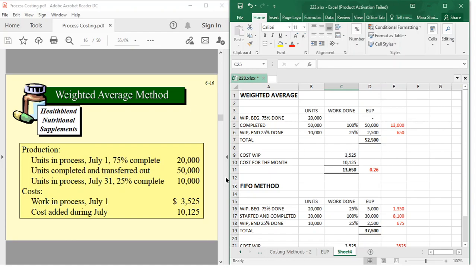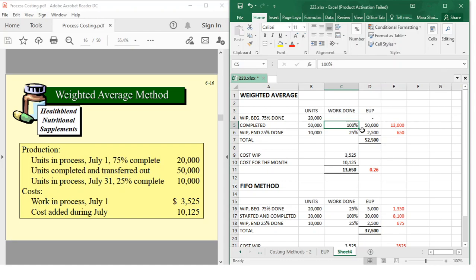So, if you can see here, even though it was stated there that there are 20 units in the beginning, it no longer matters, because it is assumed that they are already included in your completed and transferred out. Right? So this 50,000 also includes your 20,000, of course. So again, the work done is 100%.